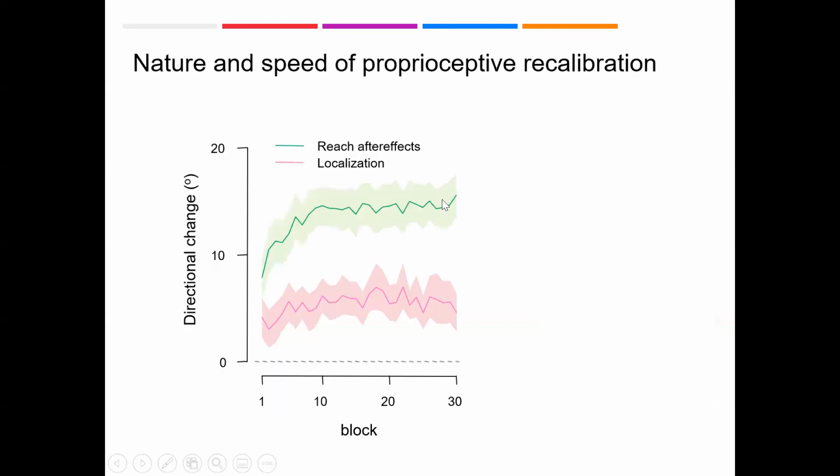In the green are the reach after effects. In the pink, the hand localization. You can see the hand localization is about 6 degrees and the reach after effects about 15, like we've seen in previous studies in my lab and others. But notice how fast it is.